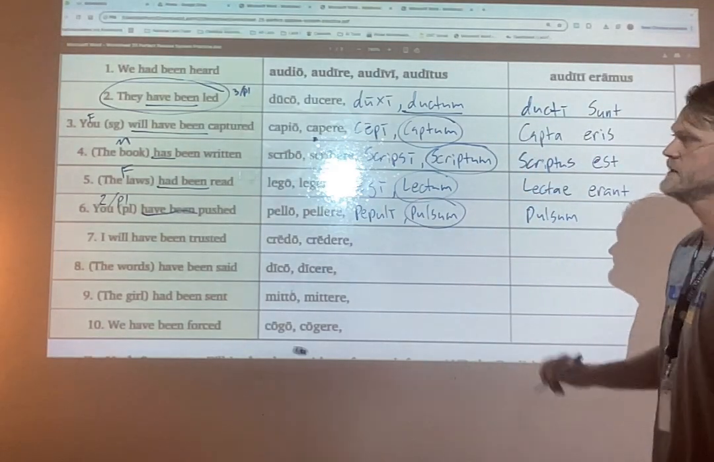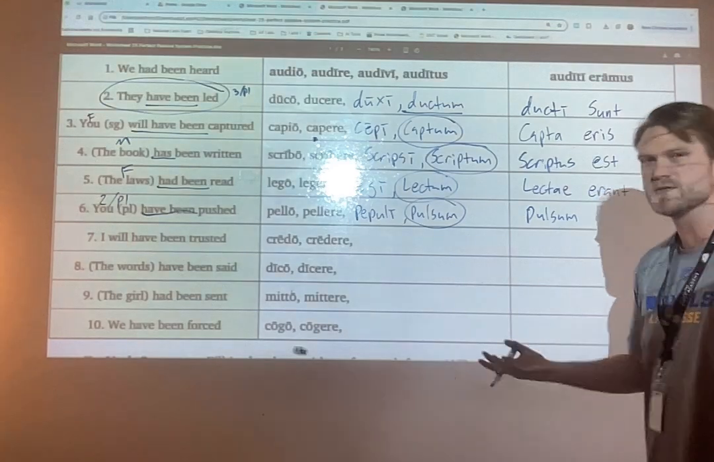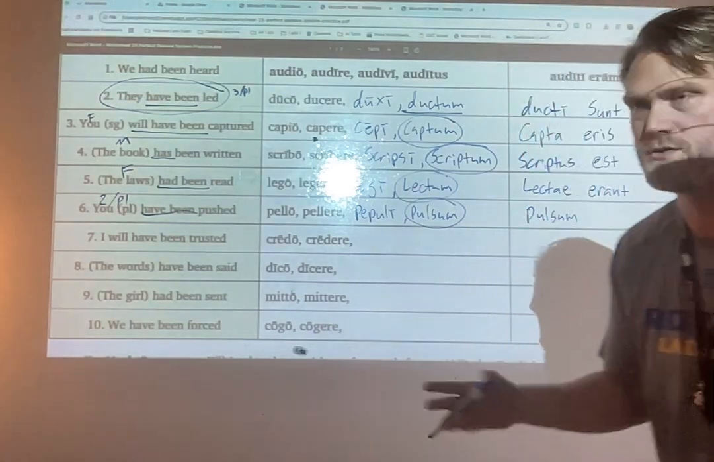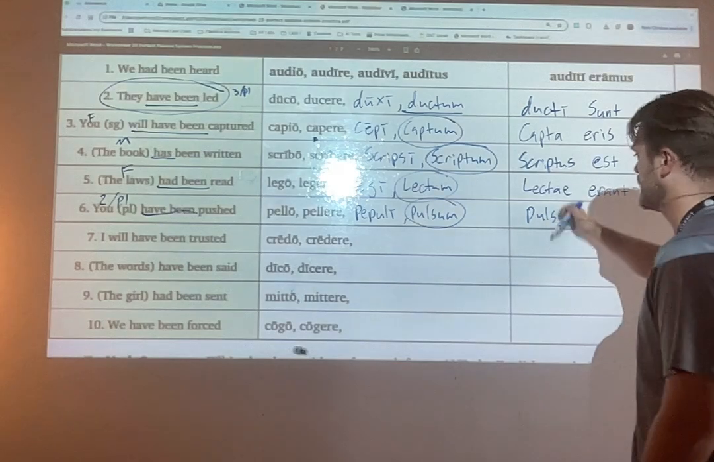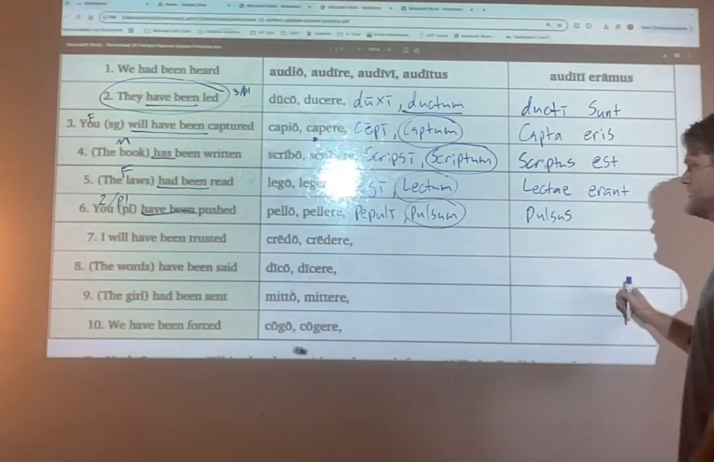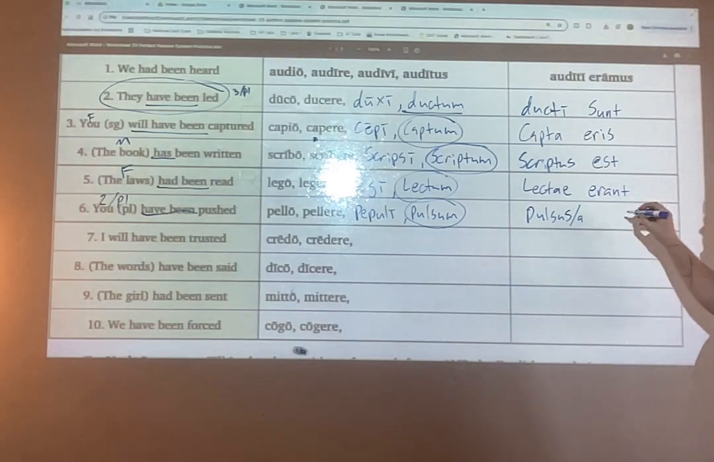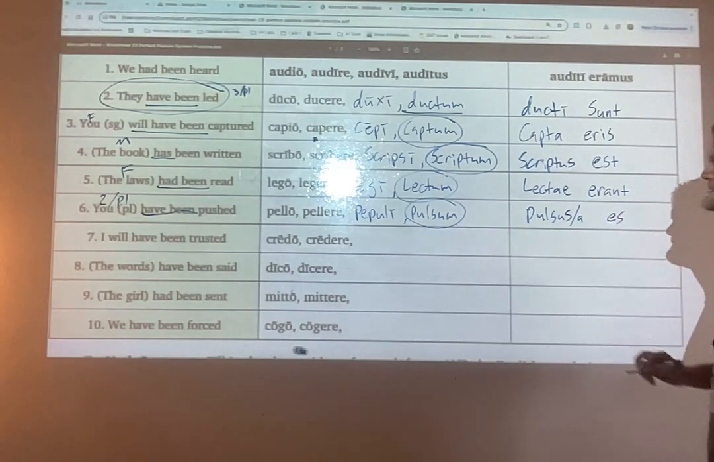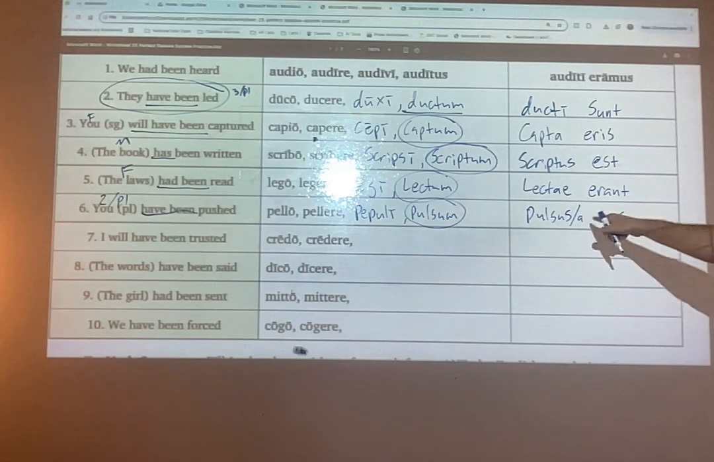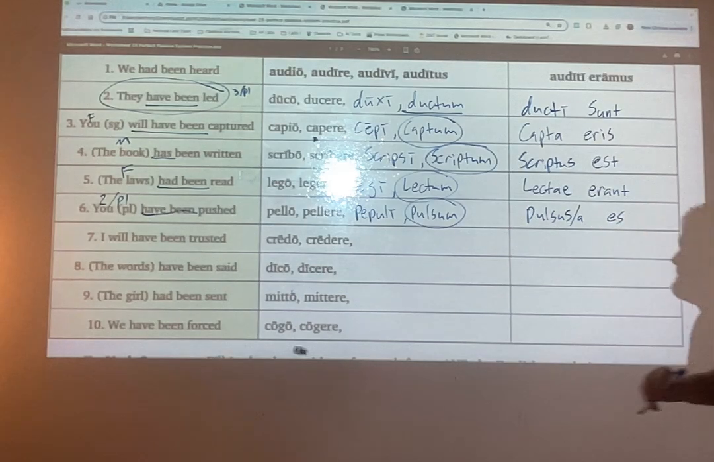Pulsum. All right. You, if you're talking to a person, that person's not going to be neuter. So I'd just make sure to choose a masculine or feminine one. If it was talking to a dude, you would say pulsus. But if it was talking to a girl, you would say pulsa. You have been pushed. So that would just be es. Pulsus or pulsa es. All right.